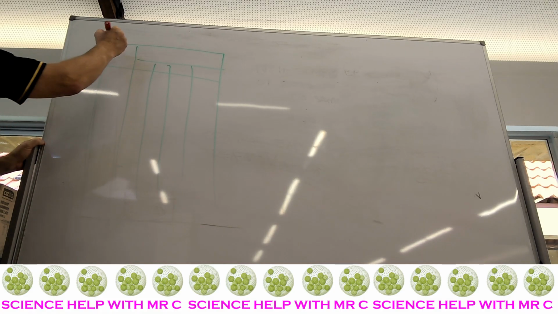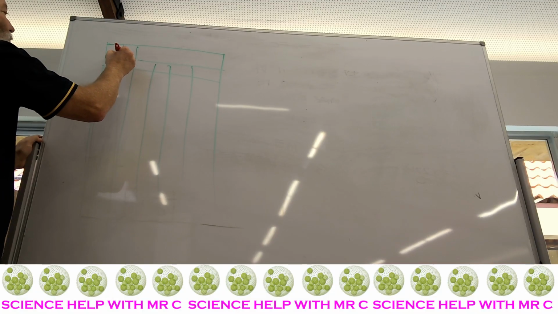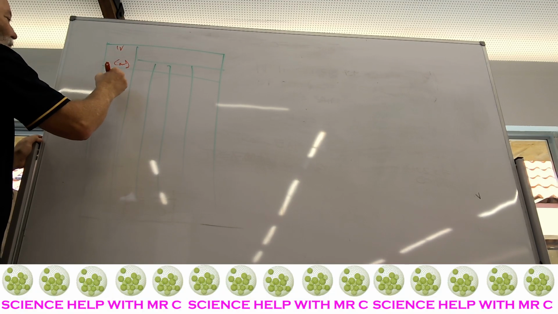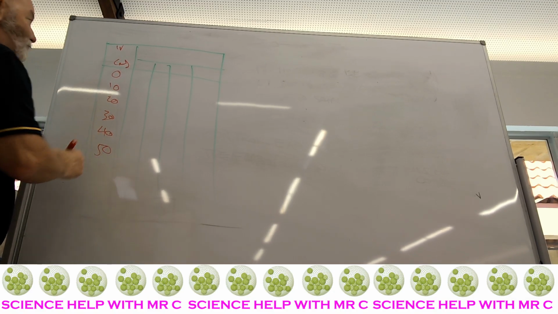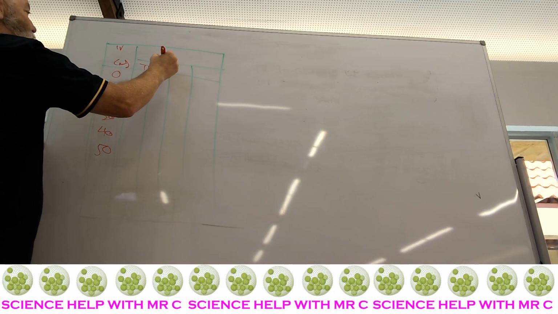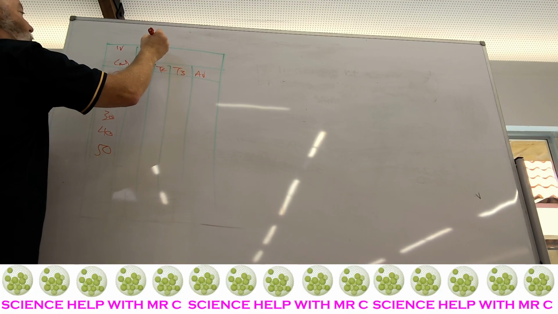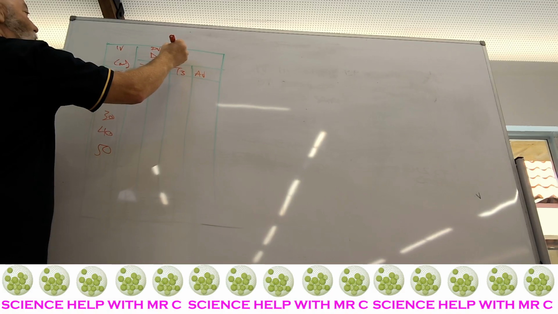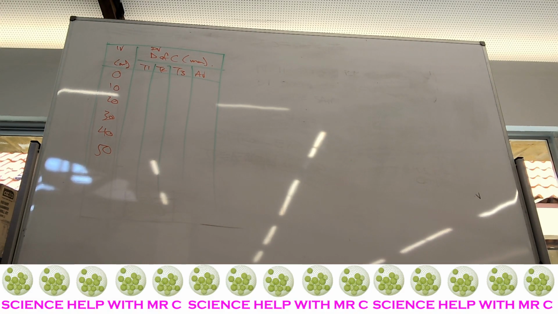Right. So this is where we put the independent variable. What was our independent variable? Height of ball bearing drop. Right. And that was in centimeters. So here we'll go 0, 10, 20, 30, 40, 50. Here is trial 1, trial 2, trial 3, average. And here we write the dependent variable, which is depth of crater, and that's going to be in millimeters.